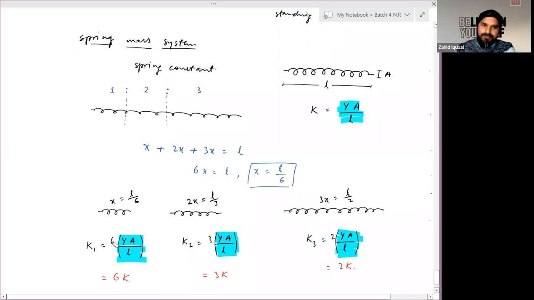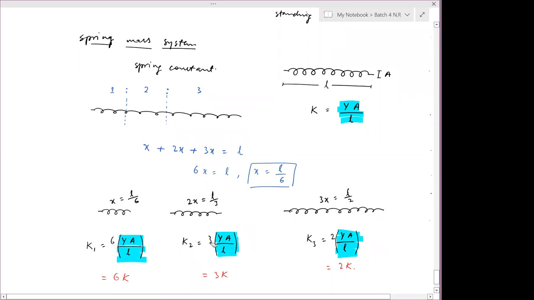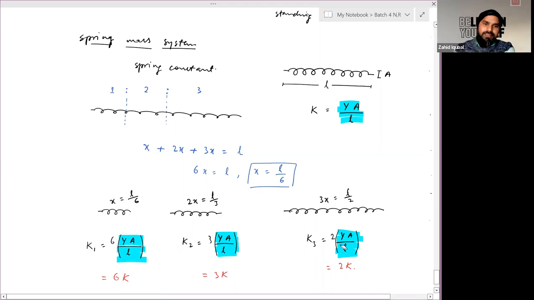Okay, sir, I got it. Similarly in this part and this part. Now, in this particular bracket, YA by L is nothing but equal to K. So I put the value of this to be K in this expression. That's why K1 becomes equal to 6K and so on.